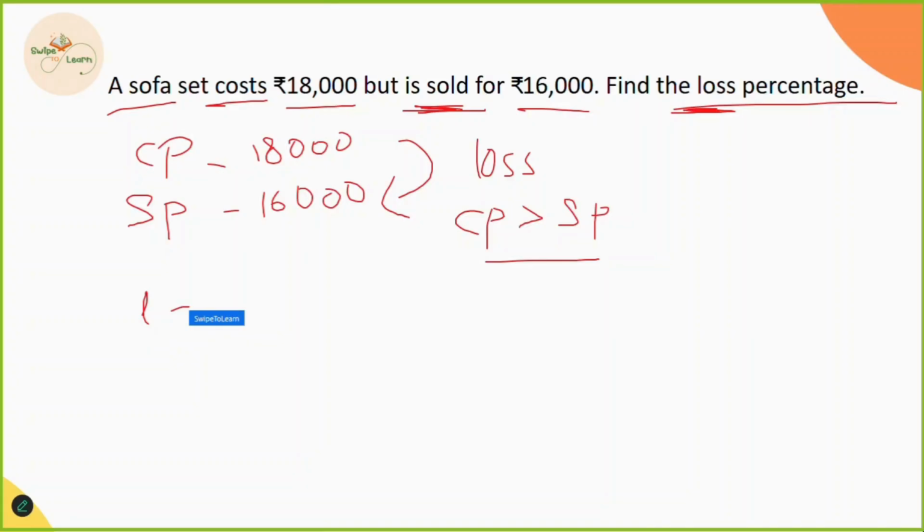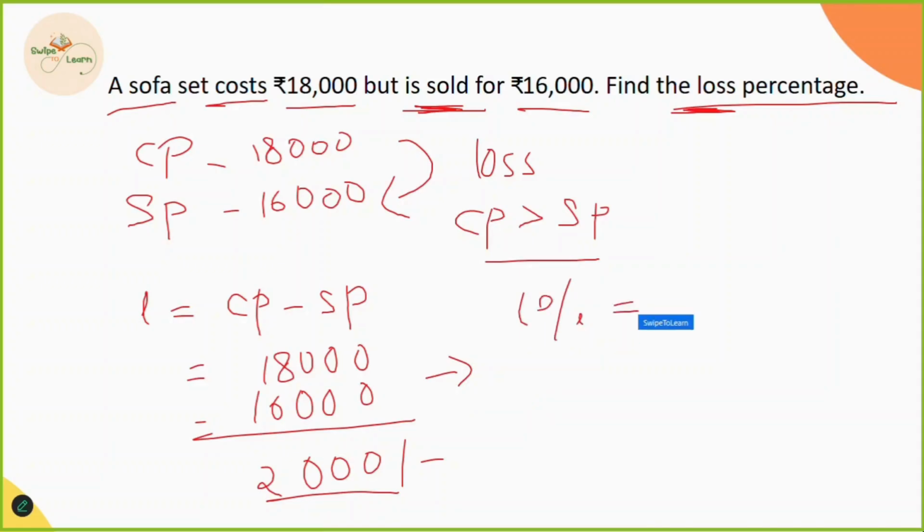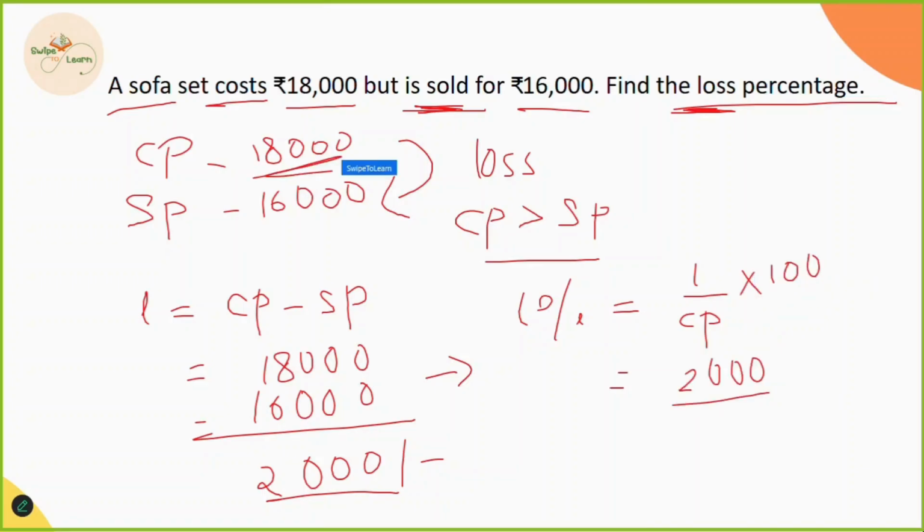We know how to calculate loss. Loss is equal to CP minus SP. CP is 18,000 and SP is 16,000. When we subtract, we get the loss. 8 minus 6 is 2, so 2,000 is our loss. But to calculate it in percentage, what do we do? Loss percentage is equal to loss divided by CP into 100. The loss is 2,000 and the cost price is 18,000, into 100.